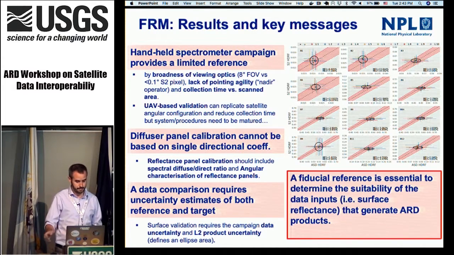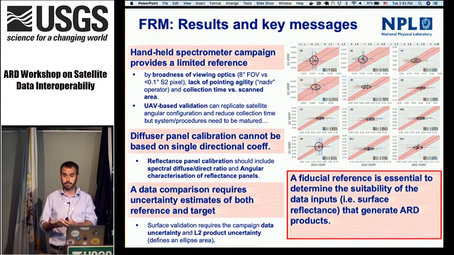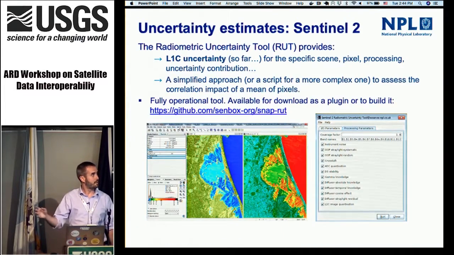So basically the idea is that a fiducial reference is essential to determine the suitability of the data inputs for this ARD. So if we have these inputs, especially coming from ESA, they become the benchmark that you can actually compare the different inputs of the ARD products against, like in this case Sentinel II and Landsat 8, and they are traceable to, and comparable with, the same reference benchmark on the ground.